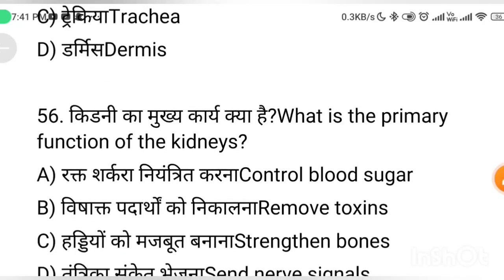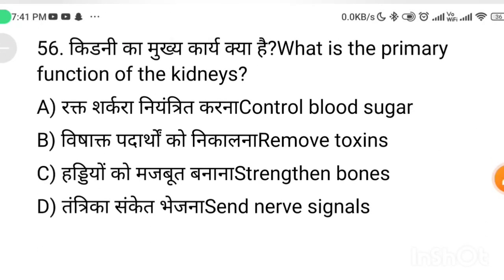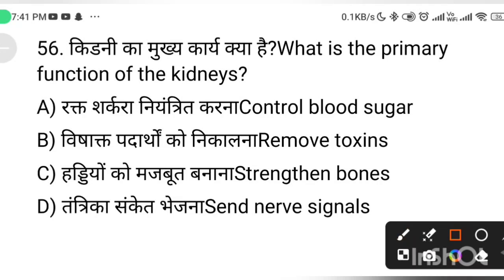Next question. What is the primary function of the kidney? Option A, control blood sugar. Option B, remove toxins. Option C, strengthen bones. Option D, send nerve signal. Correct answer is option B, remove toxins.